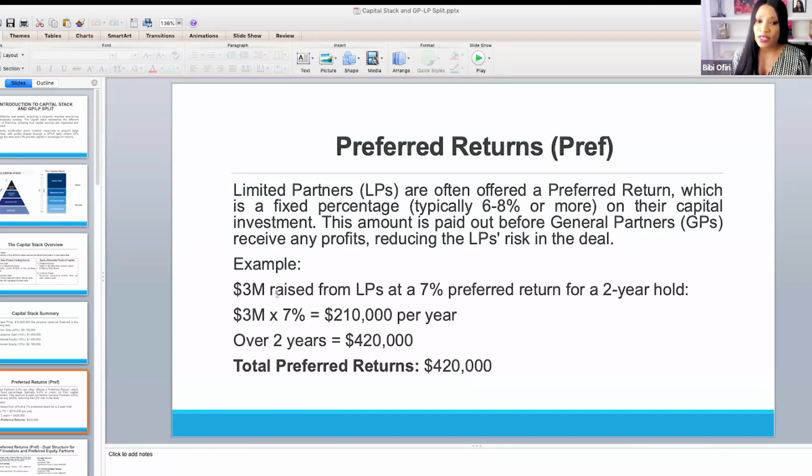Looking at this example, if I raise 3 million for my LPs and I promise them a 7% preferred return for 2 years, the 7% is 7% of the 3 million, and that is about 210,000 annually. So for the 2 years, assuming I'm holding this property for 2 years, this is just the returns during the whole period. This has nothing to do with the sale. If I'm selling as well, I'm still going to give them their principal at that time. So for the period I'm holding it, I owe them 7% each year. So over the 2 years, I'm giving them 420,000 as their preferred return.